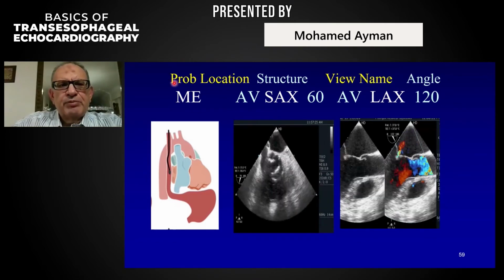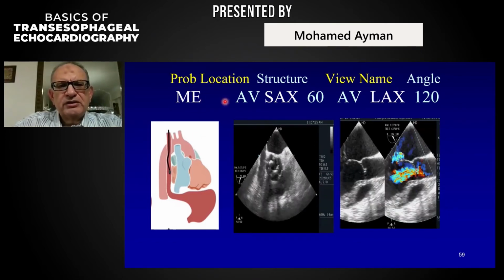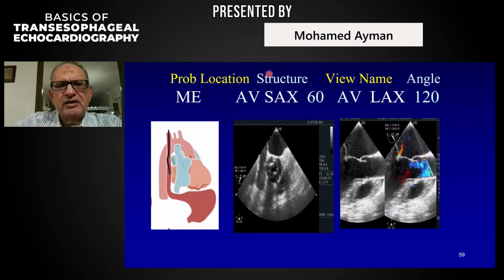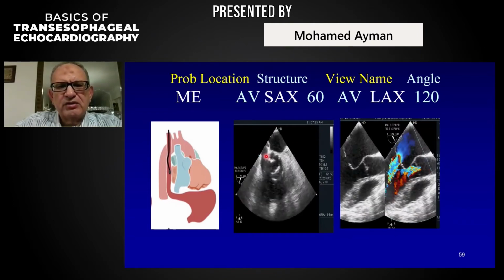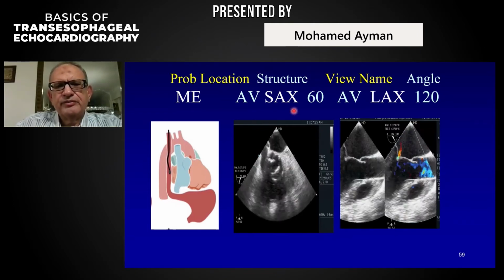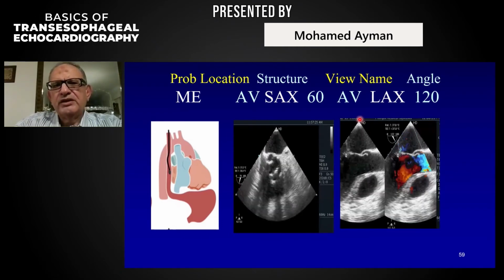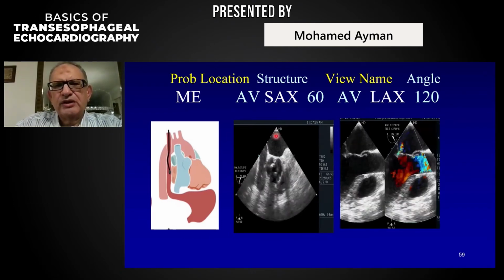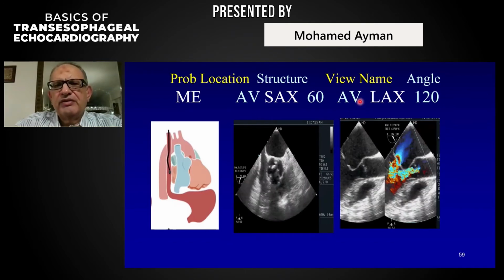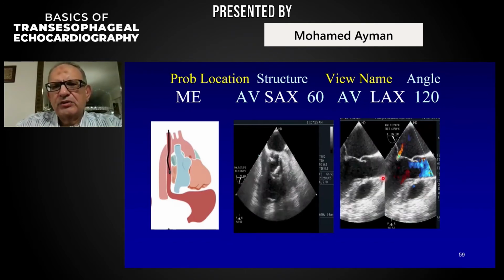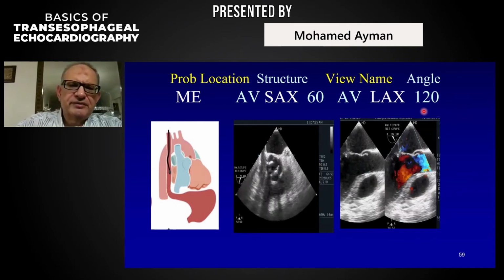This we call the probe location, mid-esophageal. What is the main structure you are seeing in this view? I will say the aortic valve. Then what is this? This is a short axis, and the angle is 60. For this one, this is mid-esophageal as well. We are looking at the aortic valve, a long axis view at an angle of 120.